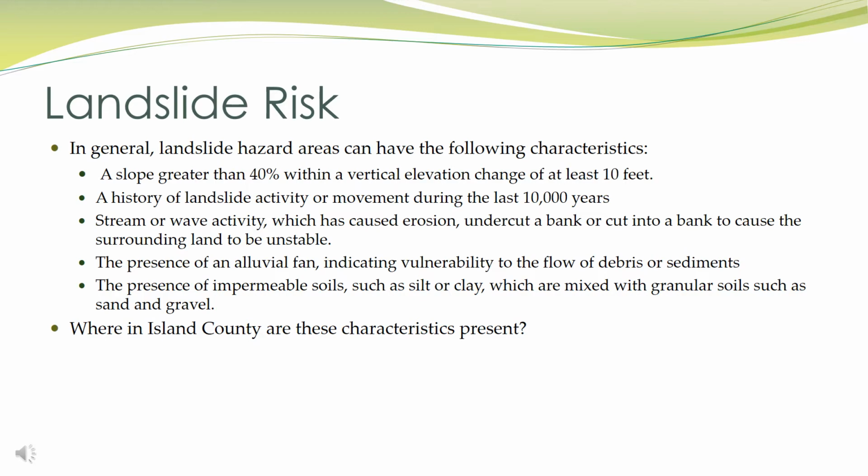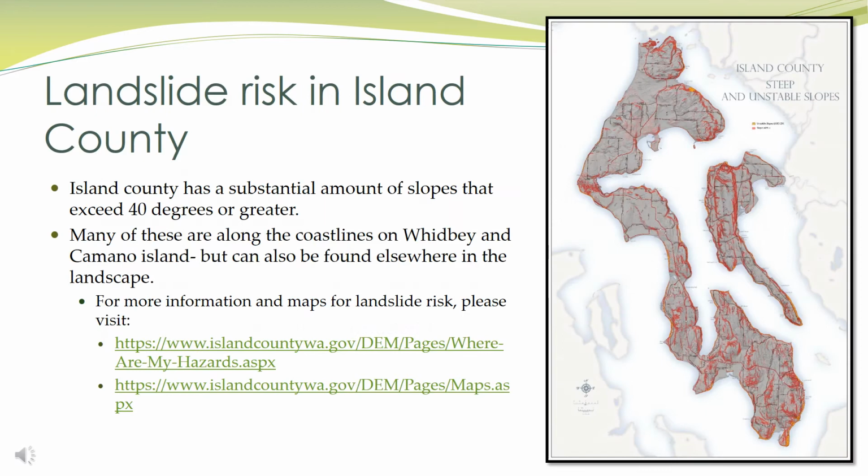So where in Island County are these characteristics present? Island County has a substantial amount of slopes that exceed 40 degrees or greater. Many of these are along the coastlines on Whidbey and Camano Island, but they can also be found elsewhere in the landscape. For more information and maps for landslide risk, please visit the following links.